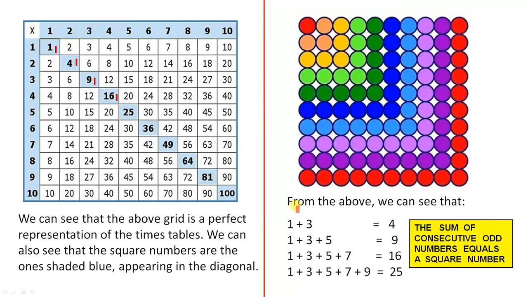So the first square number is 1. The next one is 1 plus 3. 1 plus 3 plus 5. So can you see how these are consecutive odd numbers? That is, they're all next to each other. That is a very, very interesting rule.